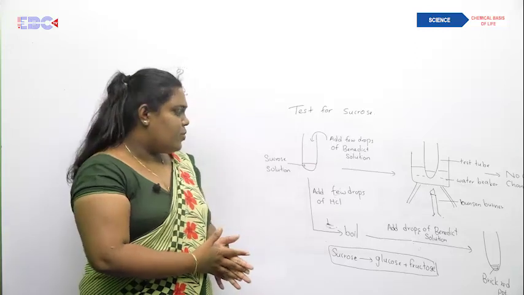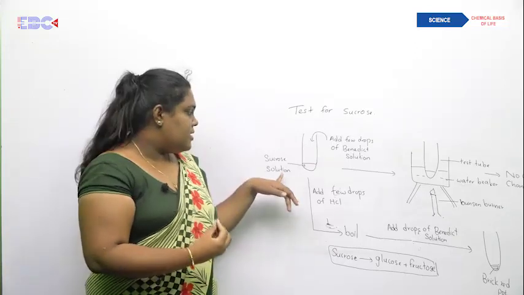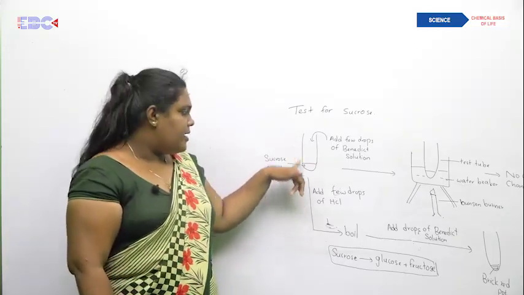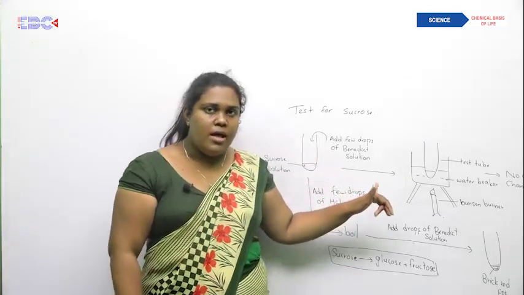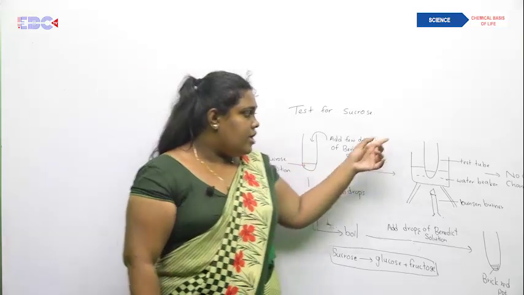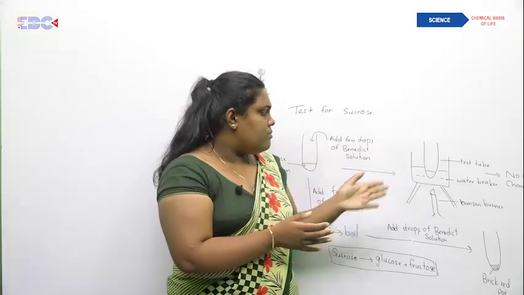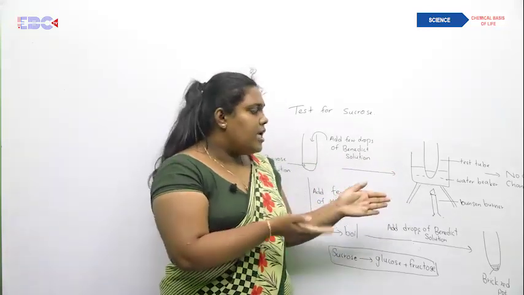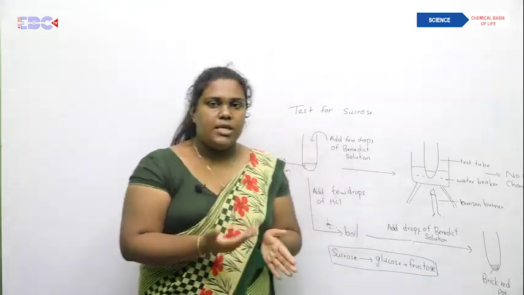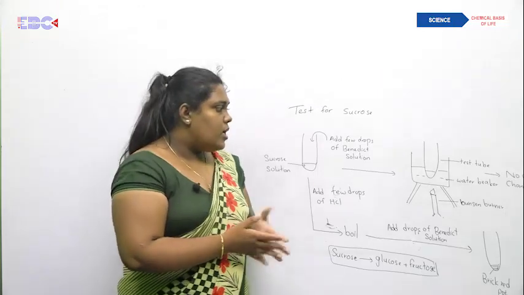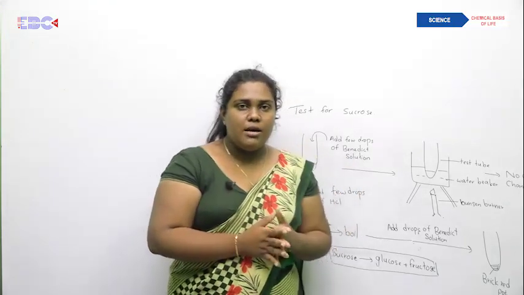The test for sucrose: here we take a sample of sucrose solution and add it into a test tube. Then we add a few drops of Benedict's solution, and as earlier we immerse the test tube in a water beaker and heat it using the Bunsen burner and see whether you can see a color change or not. So in this instance you cannot see a color change.